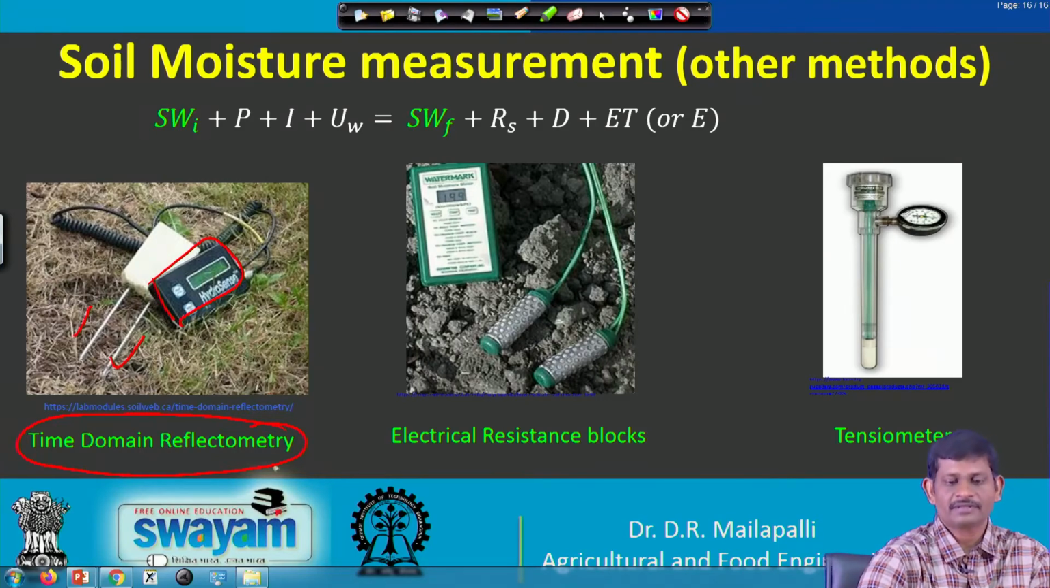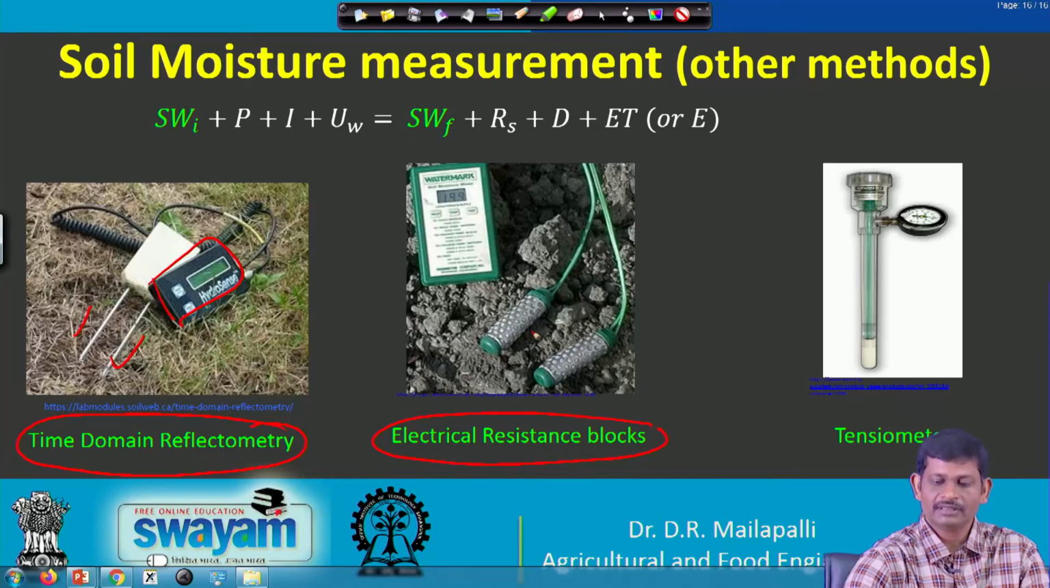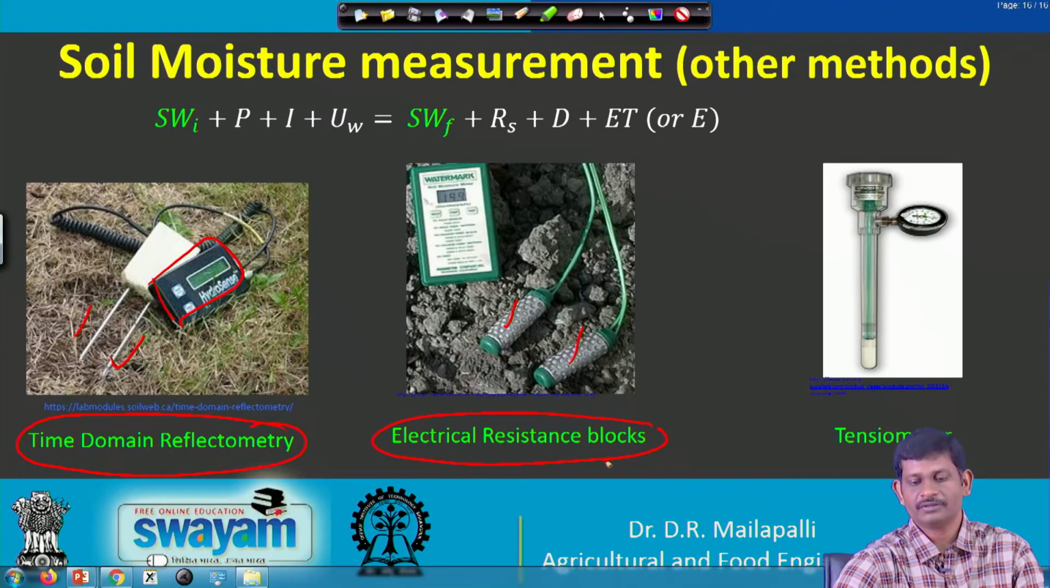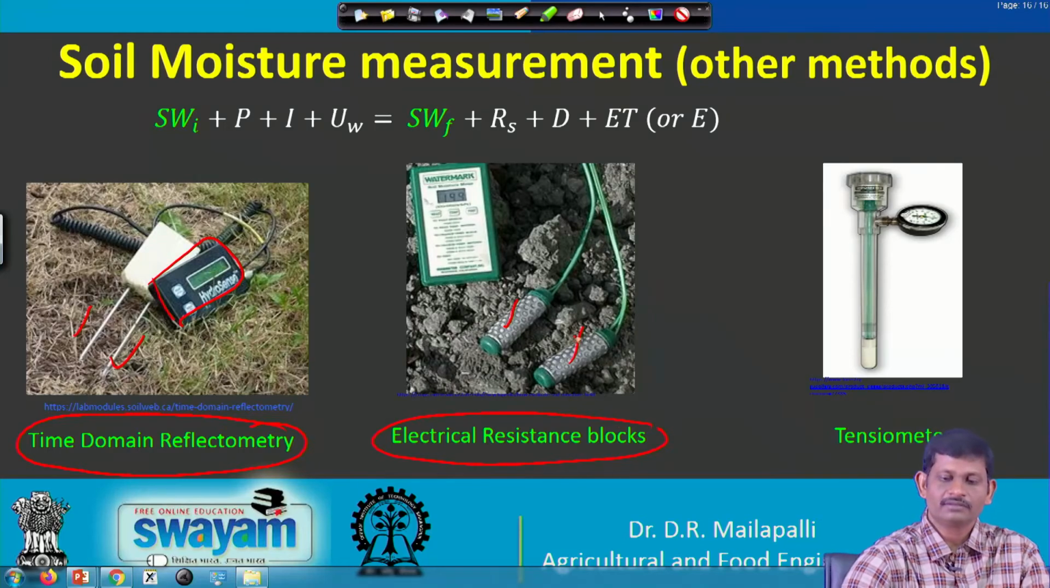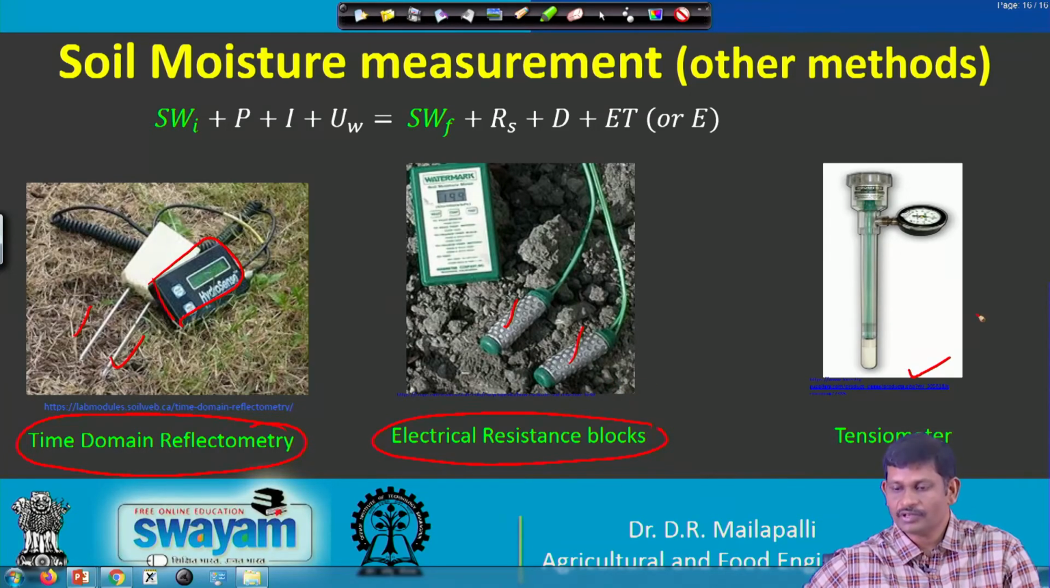based on the dielectric constant of the media, the soil here. And then the electric resistance blocks here will measure the potential of the soil. Mostly these are porous materials, so it could be something like gypsum blocks, which will be connected to the meter. So it will measure the soil potential, and similarly here this will measure the soil potential.